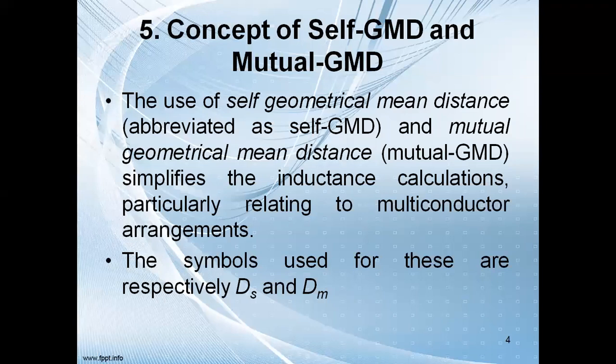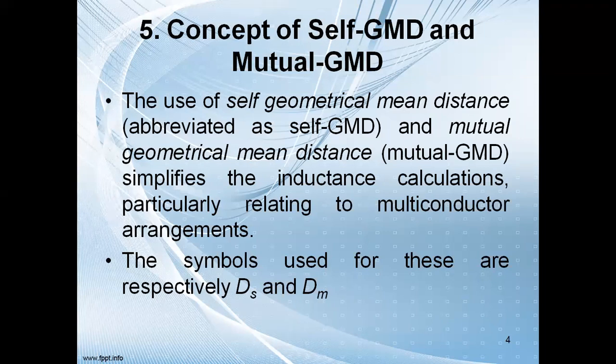So now we'll start with the concept of self-GMD and mutual GMD. Self-GMD means geometric mean distance. We'll see what geometrical mean distance is. The use of self geometrical mean distance, abbreviated as self-GMD, and mutual geometrical mean distance, mutual GMD, simplifies the inductance calculation, particularly relating to multi-conductor arrangements.